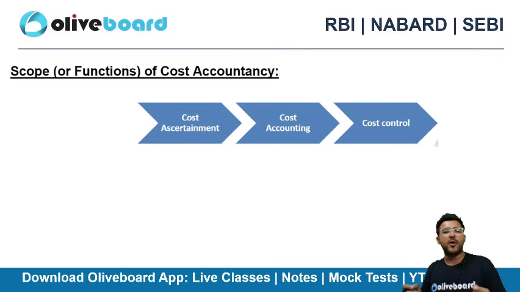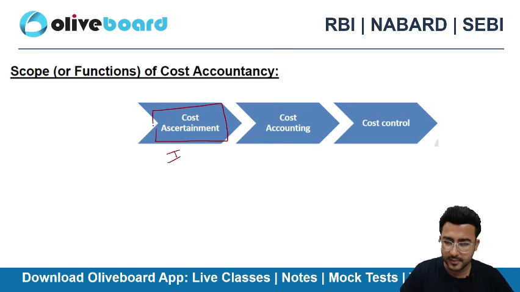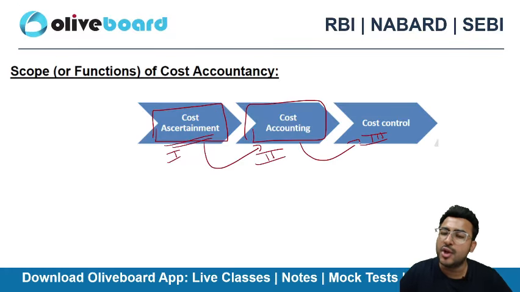Next is the scope of cost accountancy. The scope of cost accountancy contains three major parts. First, you need to ascertain the cost. How much is the cost? Ascertain it. Once you know the cost, then account for it. Record that in your books of accounts. And once you have accounted for it, the ultimate aim is to control the cost.